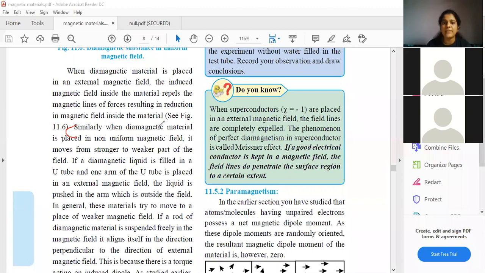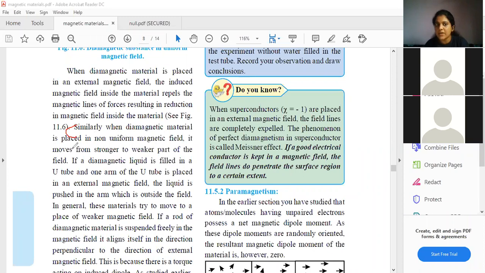Similarly, when diamagnetic material is placed in a non-uniform magnetic field. See, diamagnetic material is trying to repel the external magnetic field lines. Yes or no? So, this is happening in a uniform magnetic field. Now, what will happen in a non-uniform magnetic field? See, it is written over here.